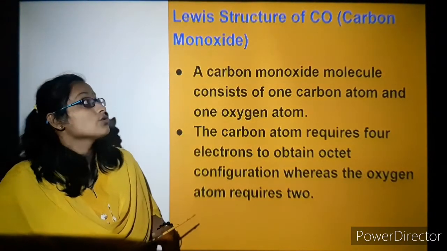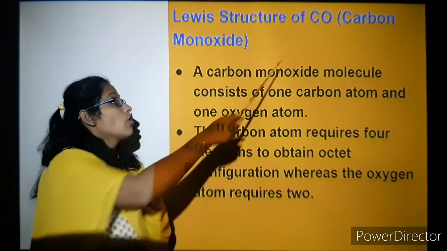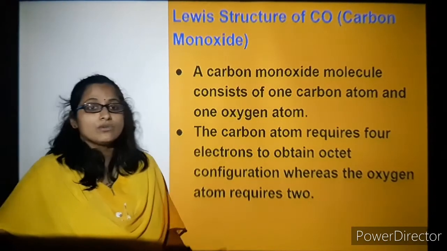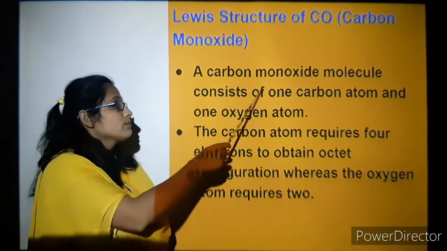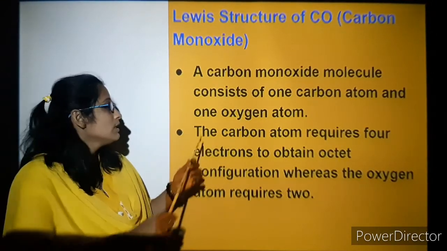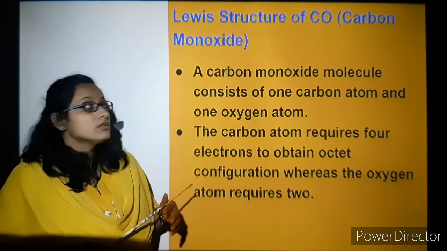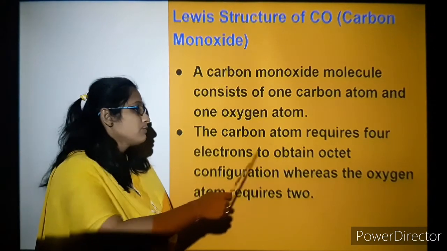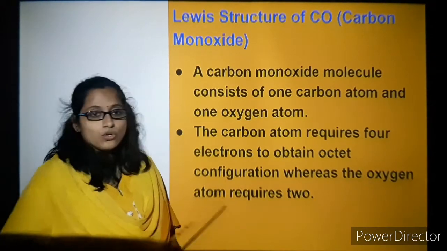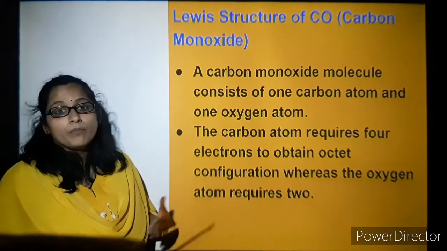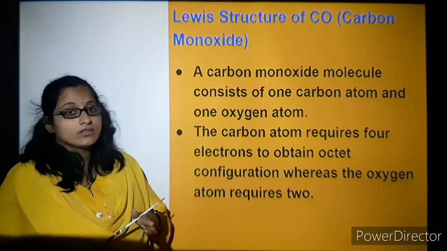Next, coming on to the Lewis structure of carbon monoxide. It's very simple now. Oxygen you need not take; carbon first, you have the 4 bonding there. Then you need to apply that the carbon monoxide molecule consists of 1 carbon atom and 1 oxygen atom. So how are you going to form it now? You need to see that the carbon atom requires 4 electrons to obtain an octet, whereas oxygen requires only 2. Then how are you going to make sure that carbon and oxygen will have a stable or octet configuration?